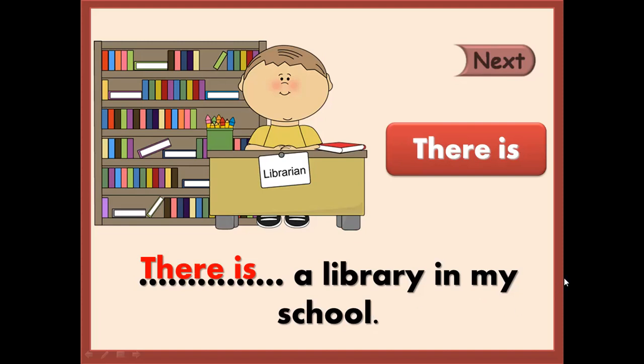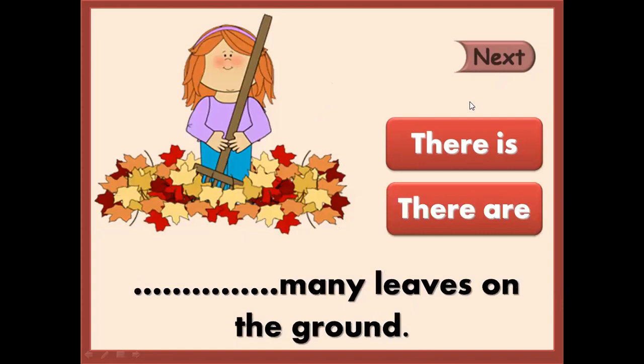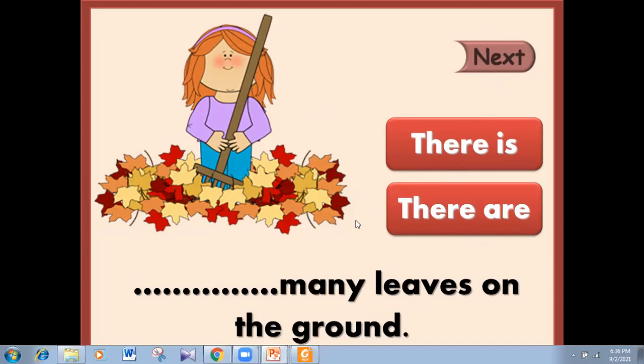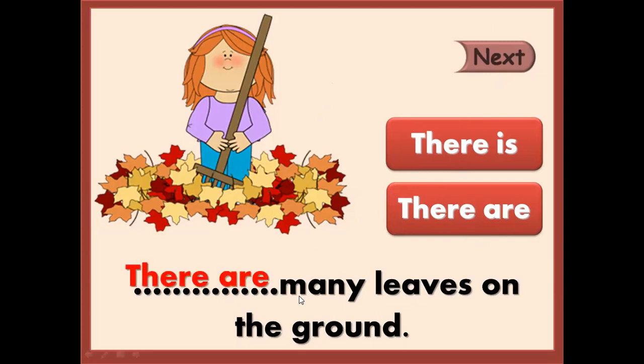Okay, next, another example. Dash many leaves on the ground. Who is going to tell me? Yes, Hamza. What are we going to use? Many leaves on the ground. There is or there are? There are. There are, good boy. There are many leaves on the ground.